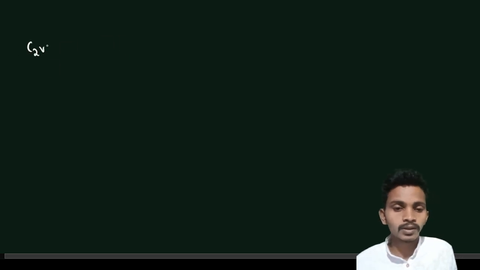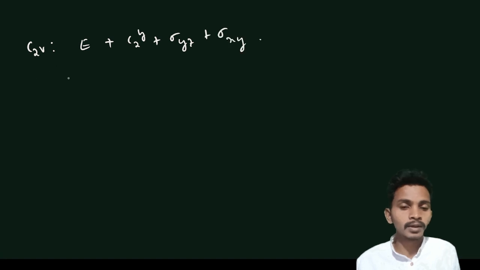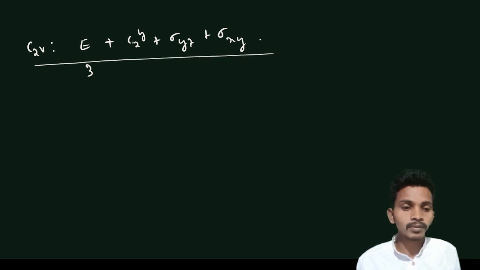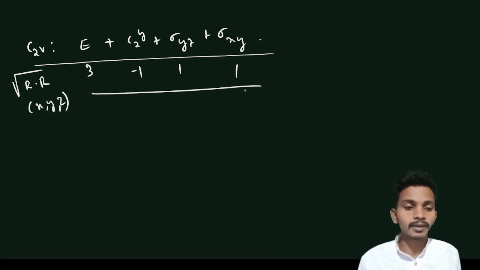So I will do here C2, that is, first E plus C2Y plus sigma YZ plus sigma XY. So what I do here, this is 3, this is -1, this is 1, this is 1. Okay, so this is the reducible representation, reducible representations on X, Y, Z basis.